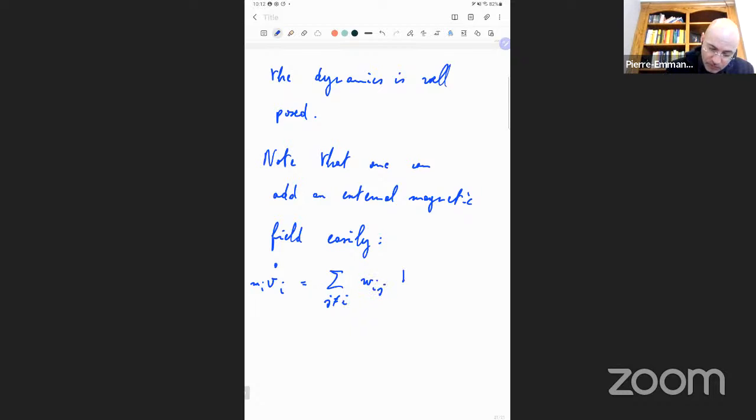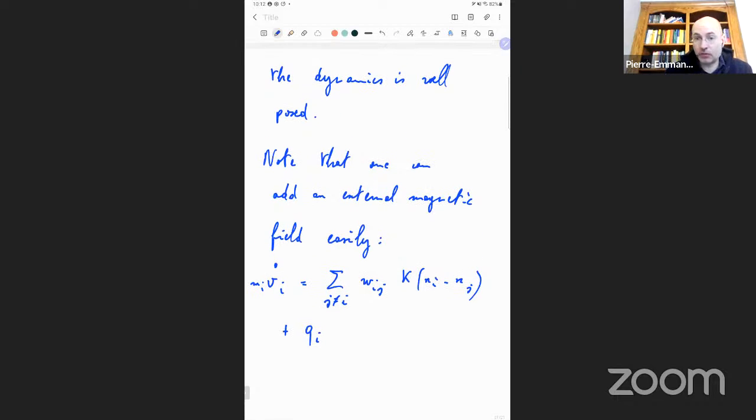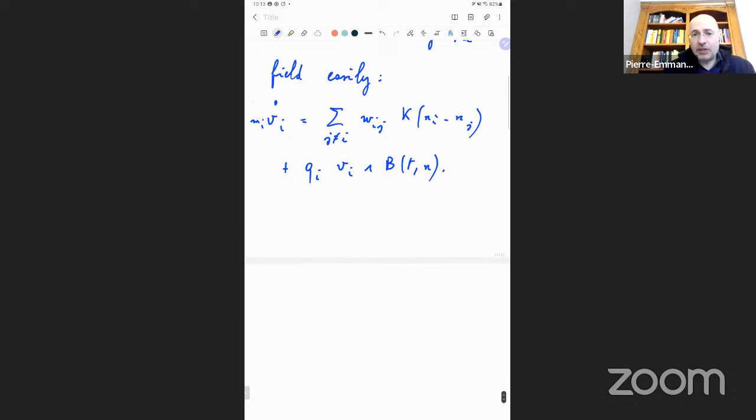So you keep the same interaction term. And then you just add what is called the Lorentz force. Right, and similarly here, I have classical particles because I've assumed that they are much less than the speed of light. You could add relativity corrections if you wanted to, which I'm not going to do.